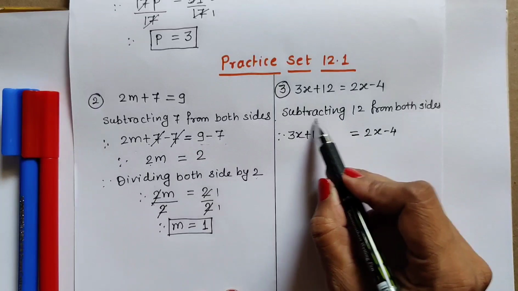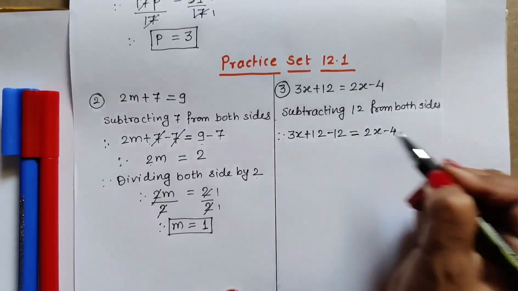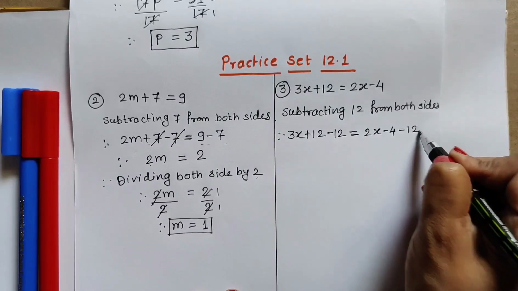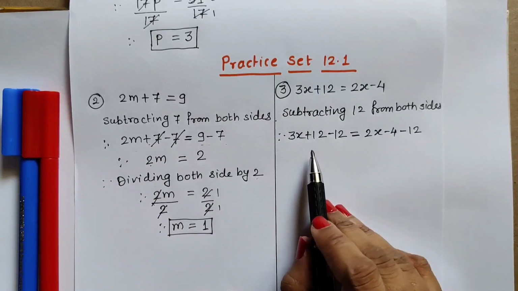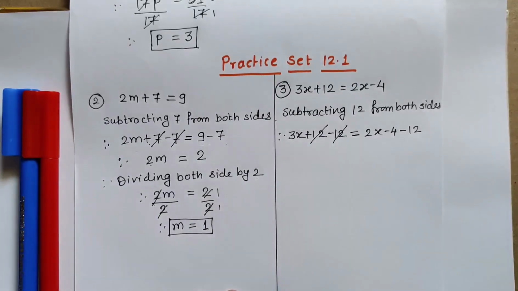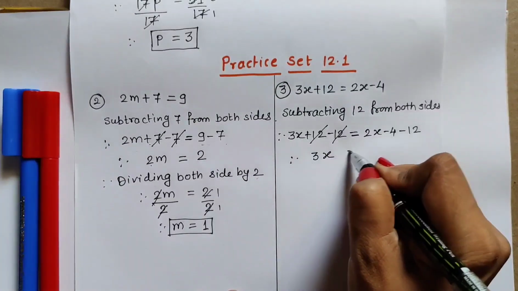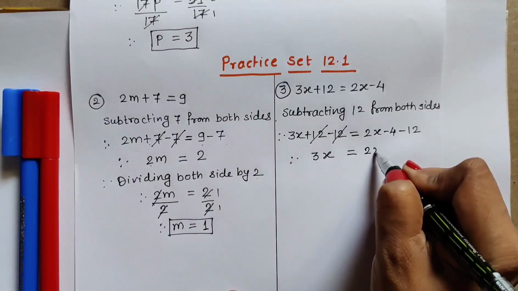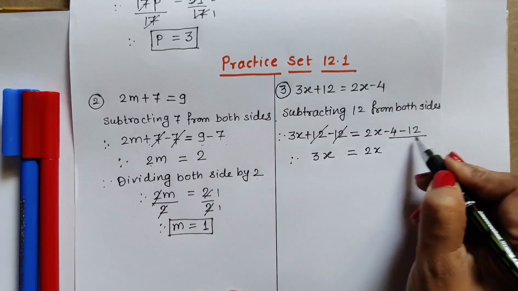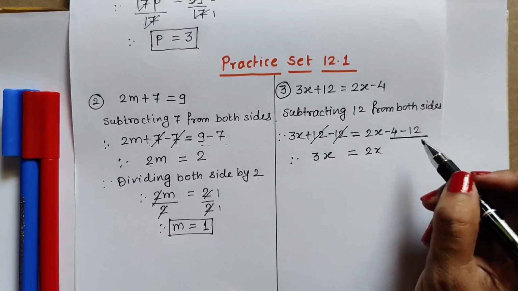Now what I have to do? I have to subtract 12 from both the sides. I will subtract 12 from the left hand side and subtract 12 from the right hand side. That means minus 12 on the left hand side, minus 12 on the right hand side. Now this plus 12 minus 12 gets cancelled, because plus 12 minus 12 will be 0. What are we getting on the left hand side? 3x is equal to this 2x as it is, but both these are numbers. Minus 4 minus 12 are constant numbers, so we can do the operations on them.